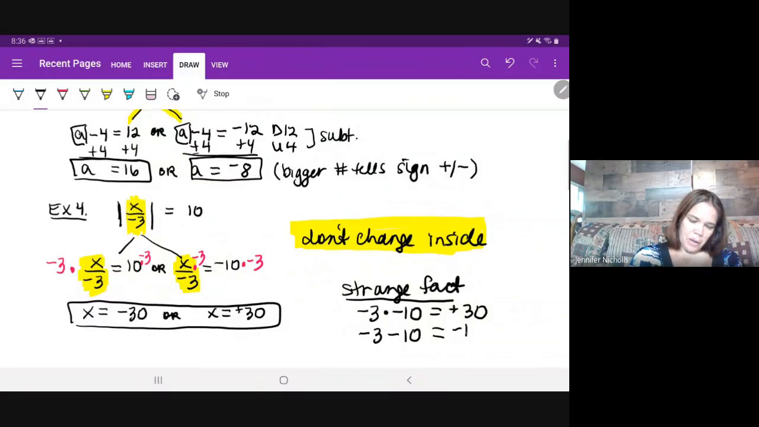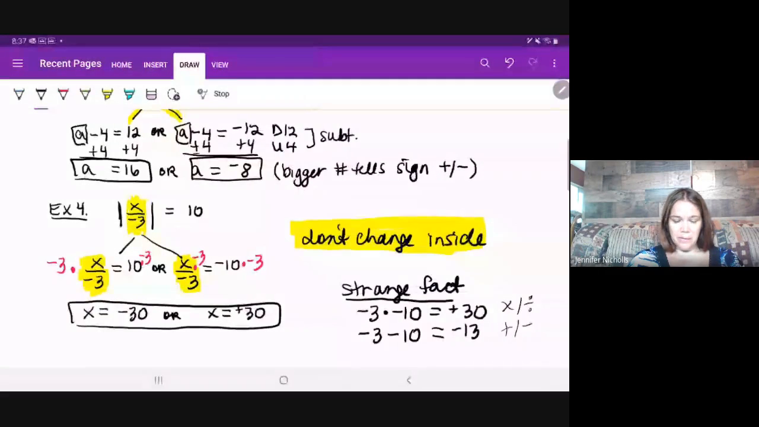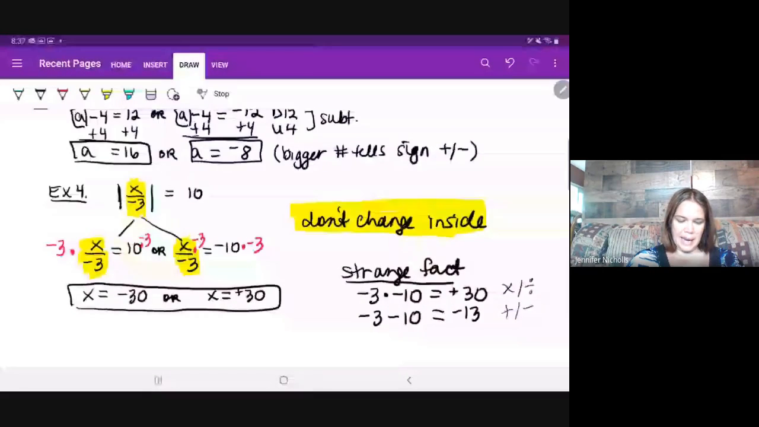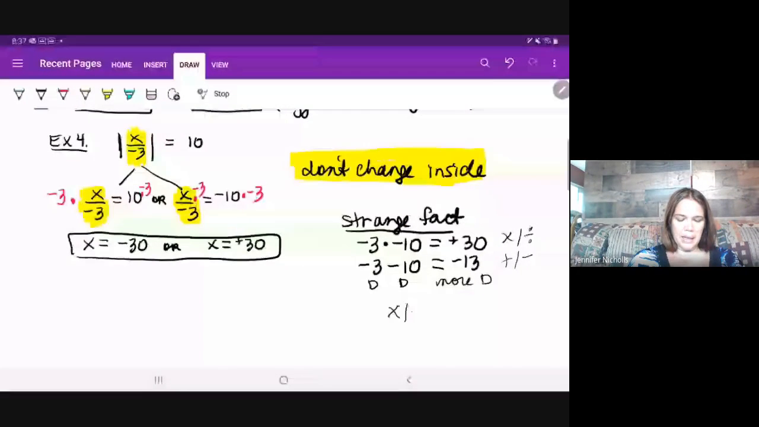Yeah, so when you're adding and subtracting, you get a negative. But when you're multiplying or dividing, you get a positive. So this is like down, down, more down. But with multiplying, there's just rules. So for multiplying and dividing, same sign, you get a positive sign. Opposite signs, you get a negative. And that's it. That's just the simple rules. But with adding and subtracting, the bigger number tells the sign.